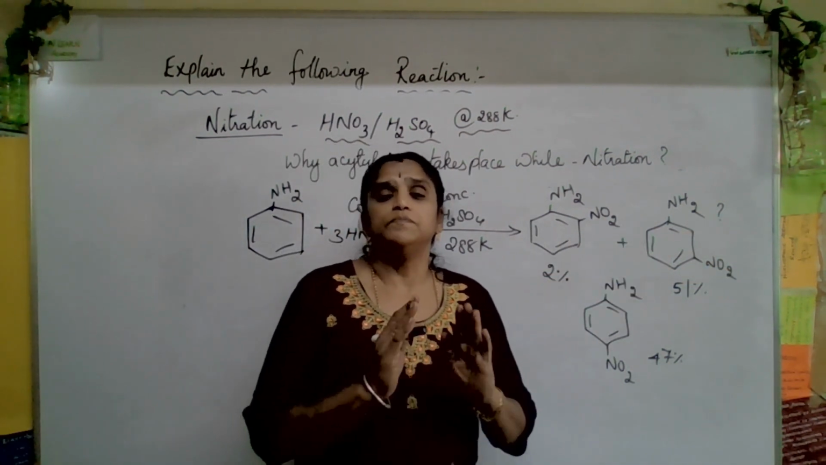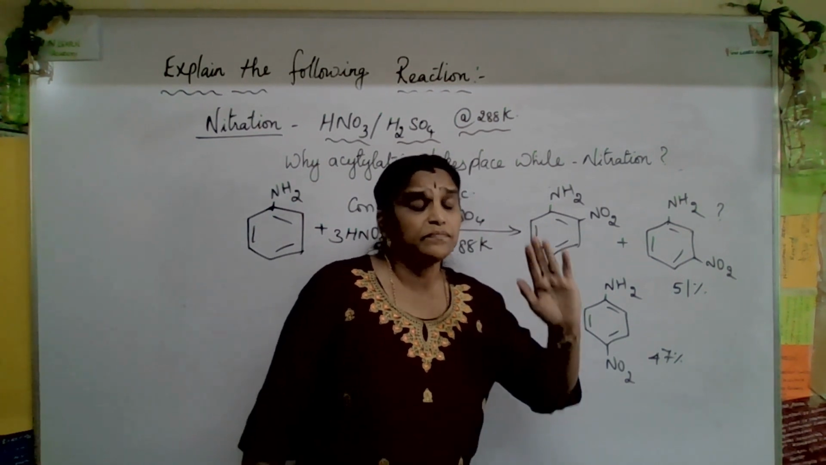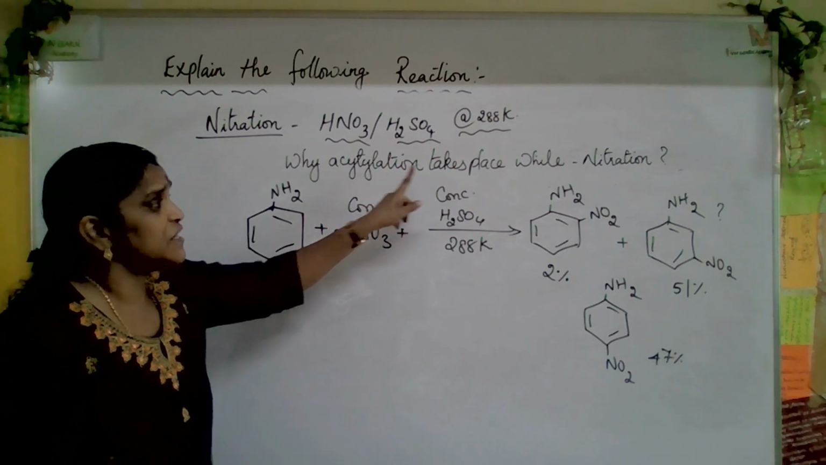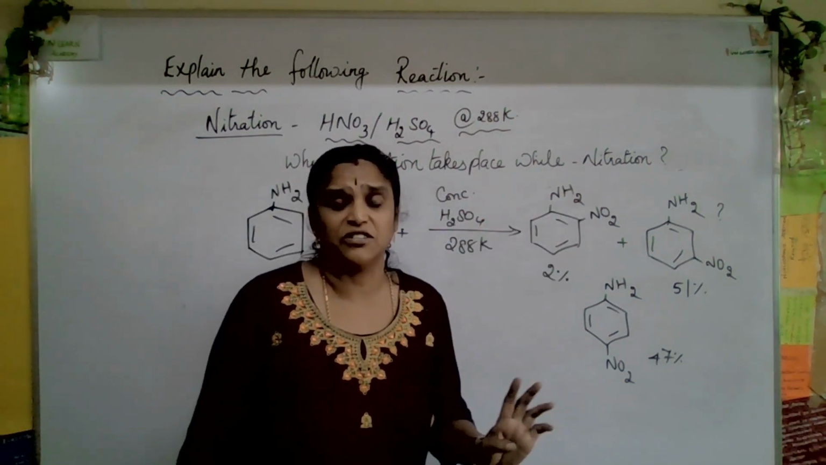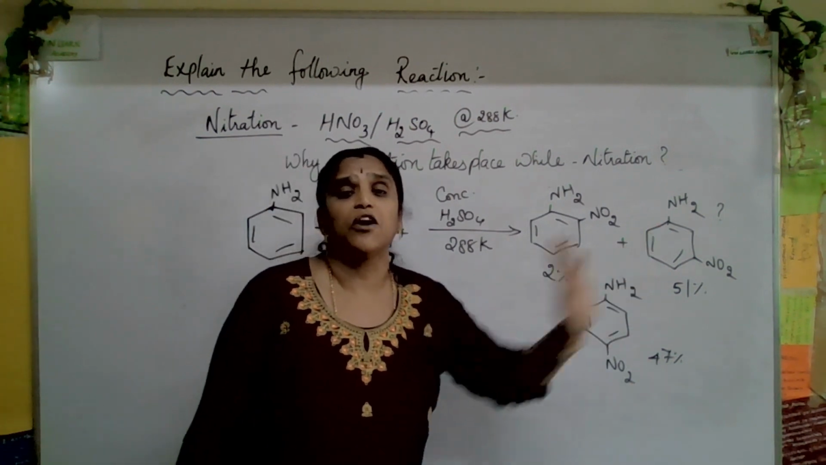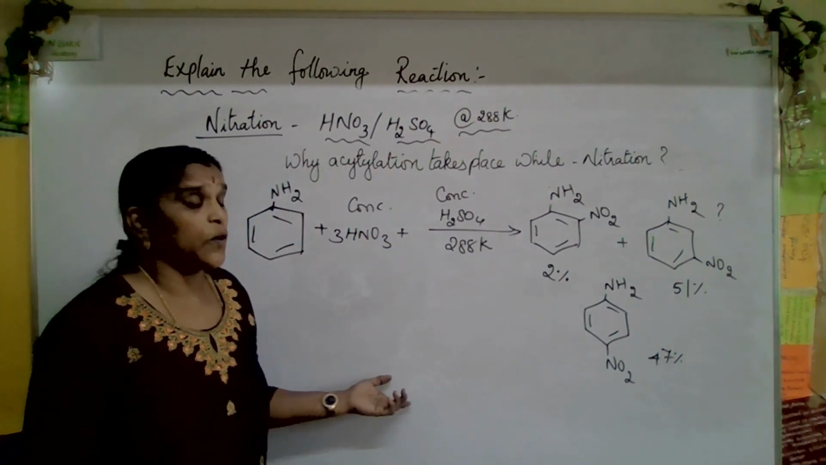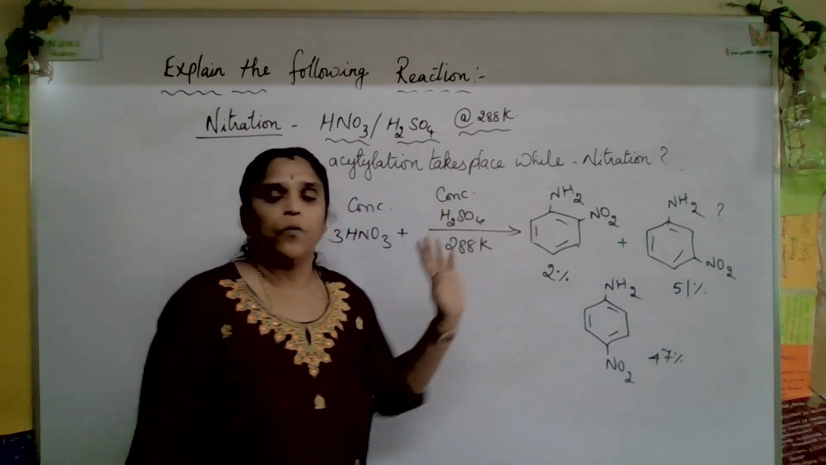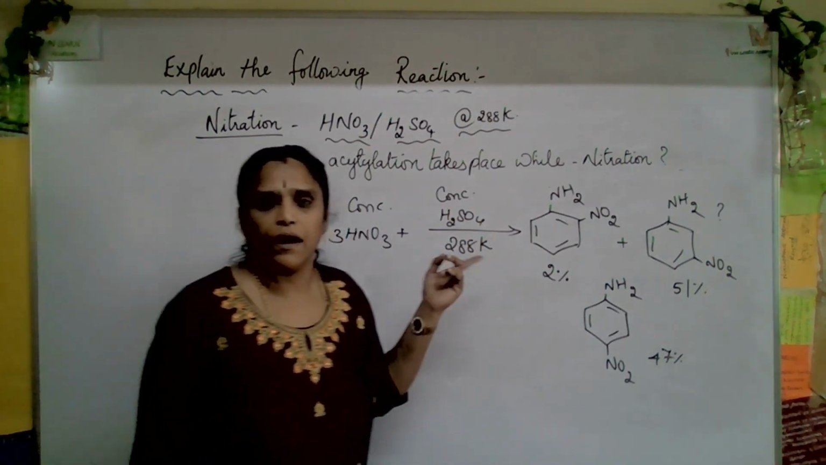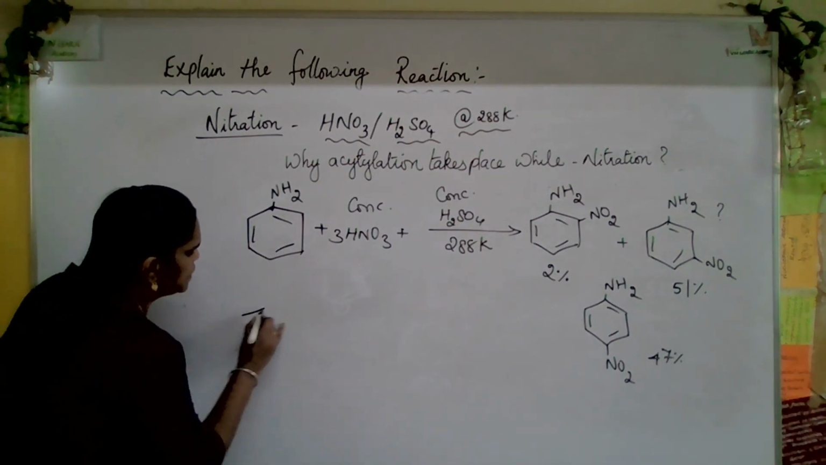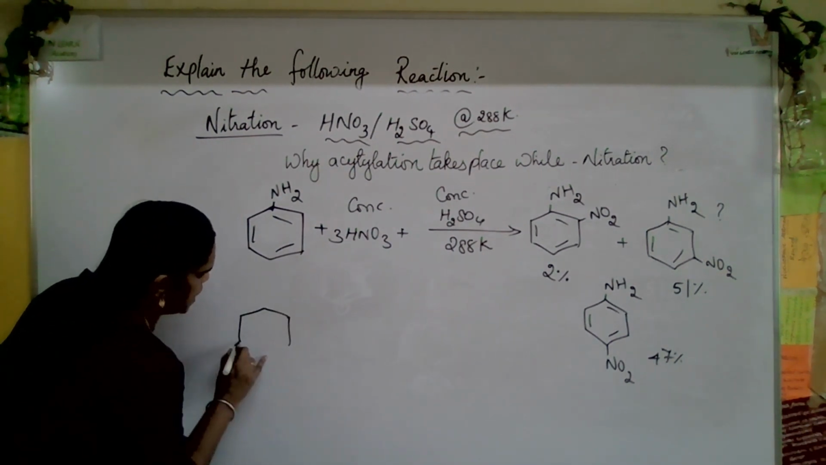Now I wanted to mention one more question here. Why does acetylation take place before nitration? Generally, acetylation is carried out before nitration when we are going for the para-nitro amino aryl compound. How do we go for it?